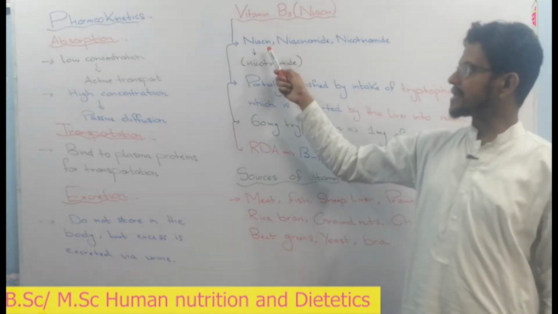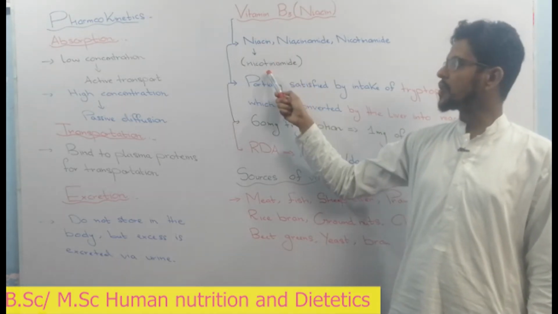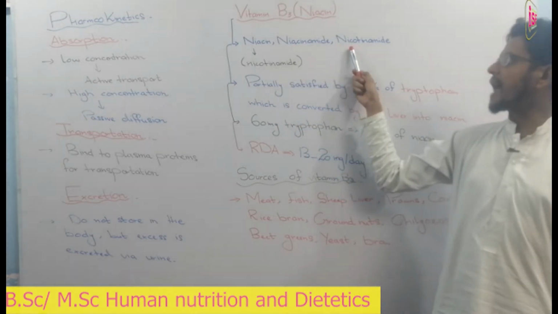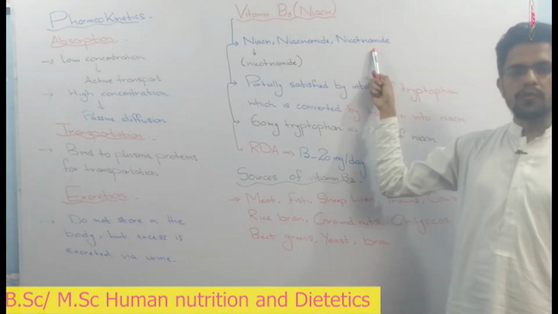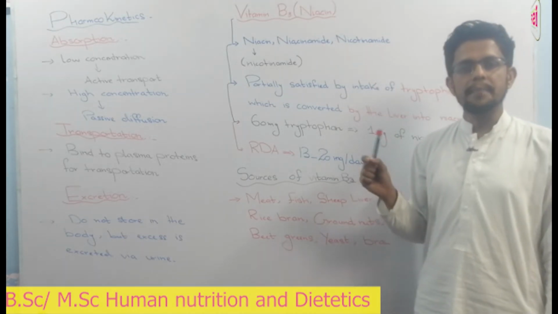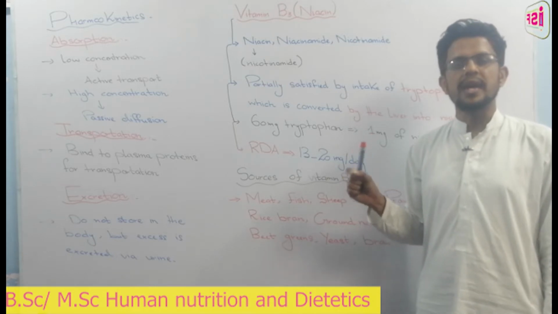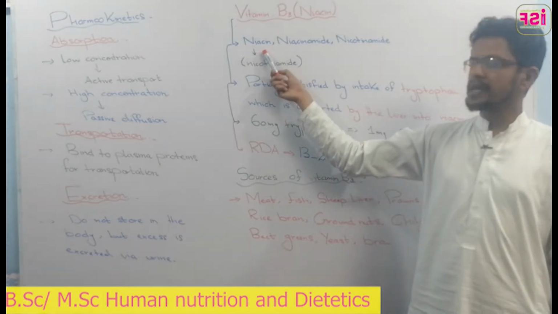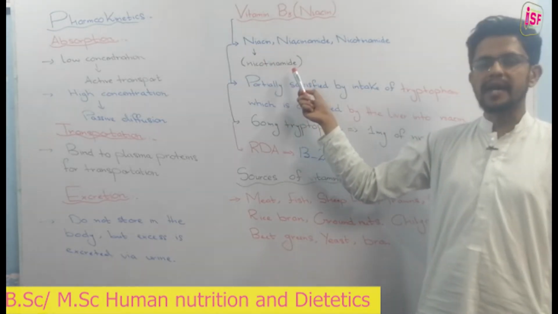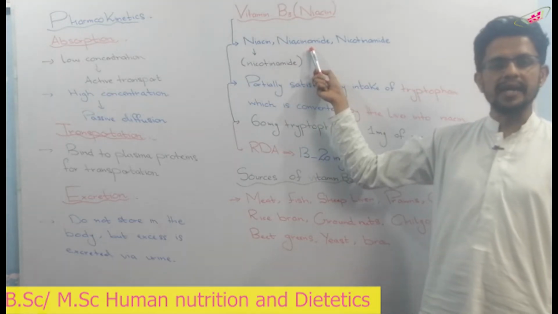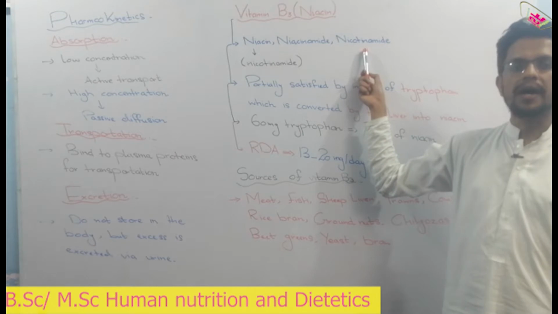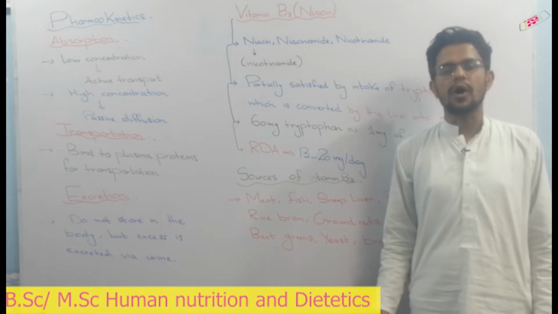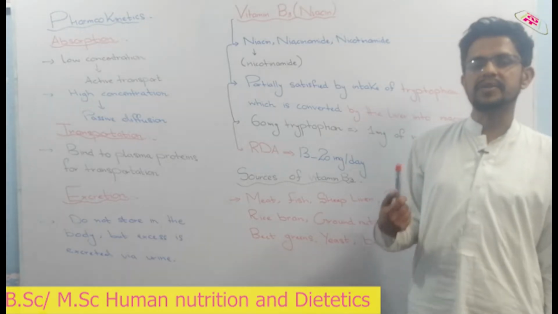It is also known as niacin, and niacin is known as nicotinamide, and it is also known as niacinamide as well as nicotinamide. So overall there are three major forms of vitamin B3 in which it exists in food. I am again repeating, the one is niacin, the other one is niacinamide, and the last is nicotinamide.